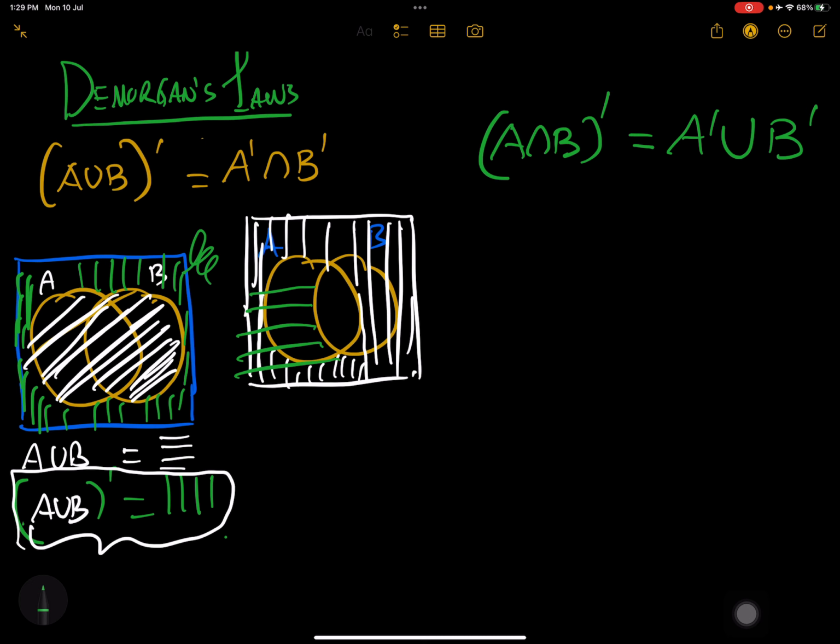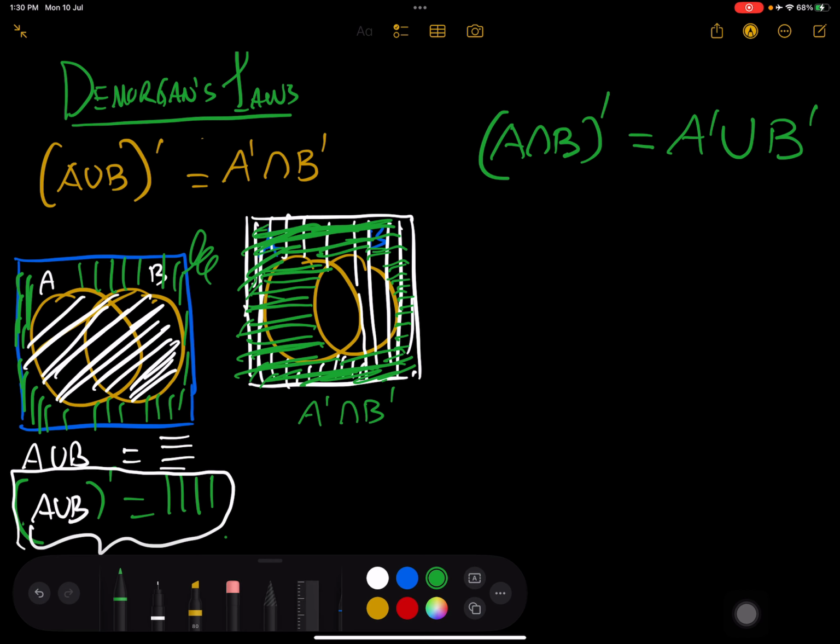Anything outside of B, we can't shade B. So anything outside of B is our B complement. Can you see that? Anything outside of it is our B complement. Now we are looking for A complement and B complement, right? So A complement is our what? White region. Don't forget that.